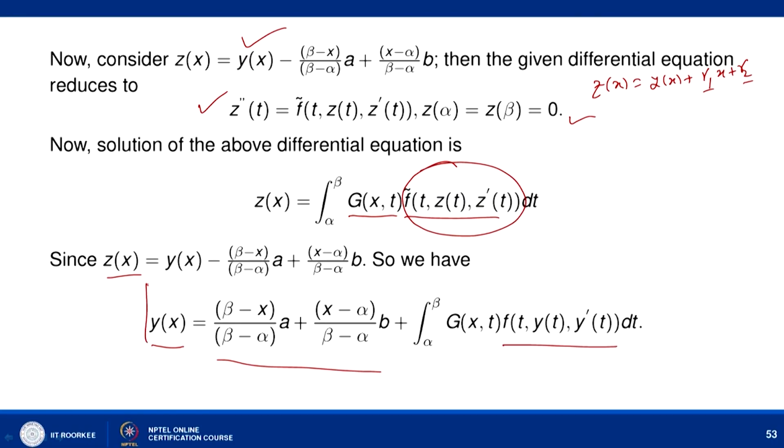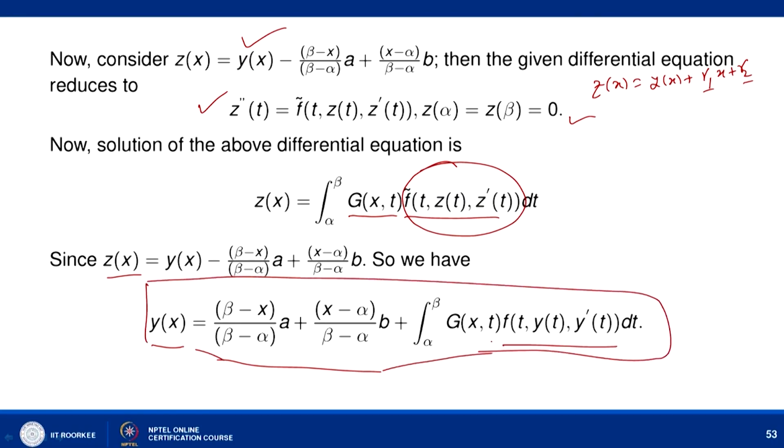So your solution is now given by this particular formula: y(x) = (beta minus x)/(beta minus alpha) times a plus (x minus alpha)/(beta minus alpha) times b plus the integral from alpha to beta of G(x,t) f(t, y(t), y'(t)) dt. Now here everything depends on this function f. If this function f is independent of y(t) and y'(t), then we will have a closed solution.